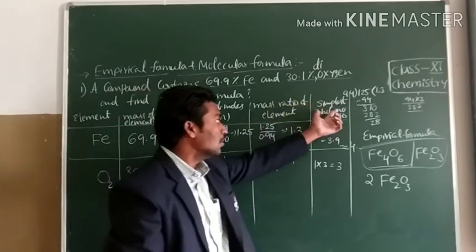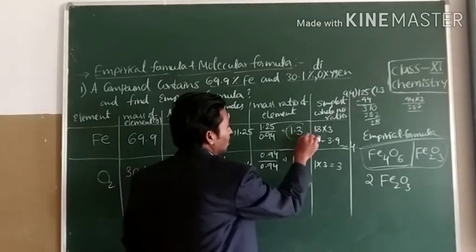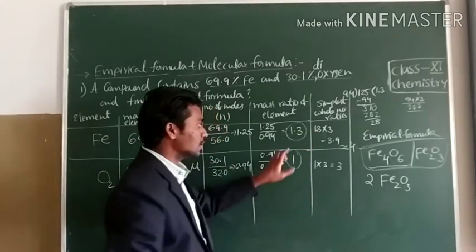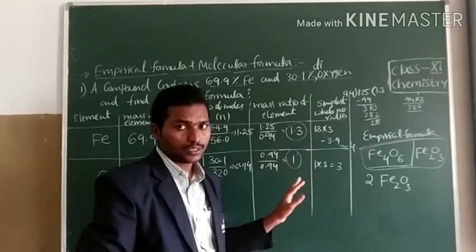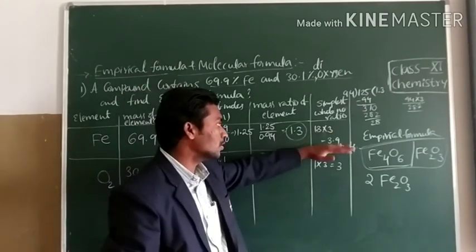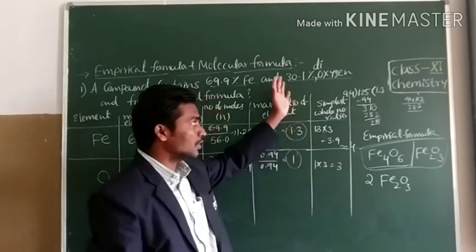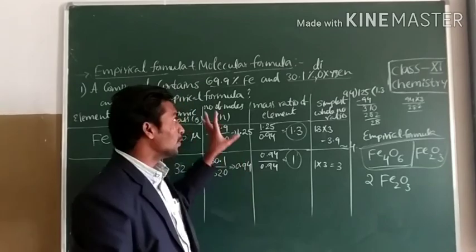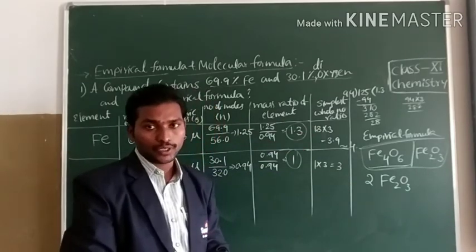After that, we need to find the simplest whole number ratio. That means, if the mass ratio of the elements is a decimal, we multiply it by the smallest integer so that the values are converted into whole numbers. So this is the way we find the empirical formula as well as the molecular formula of the given compound. I hope you understand this, children.